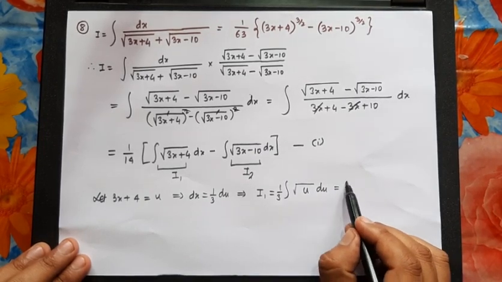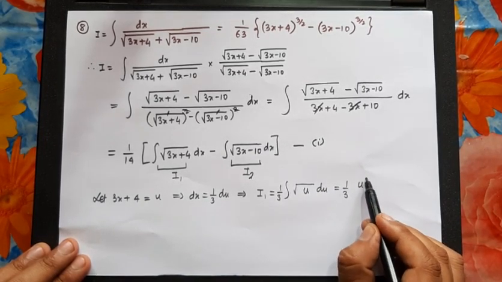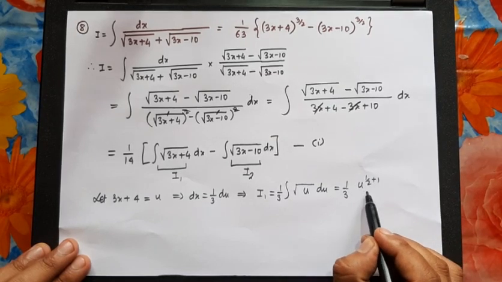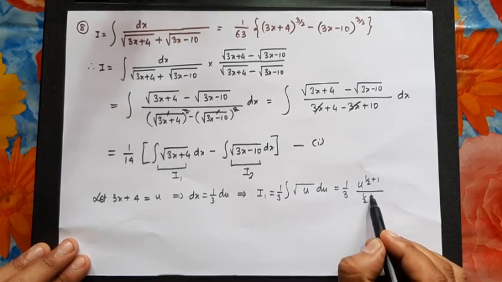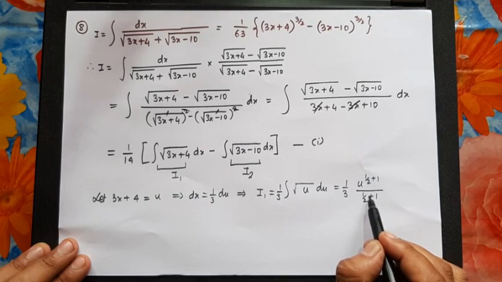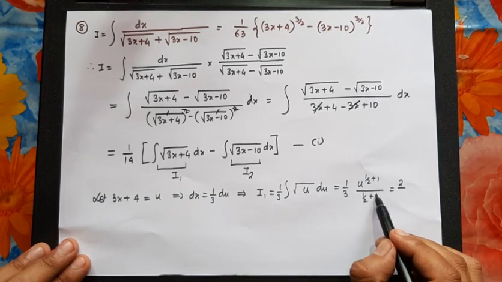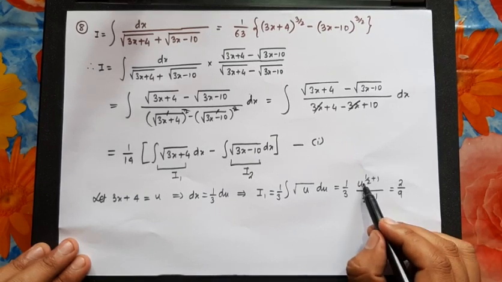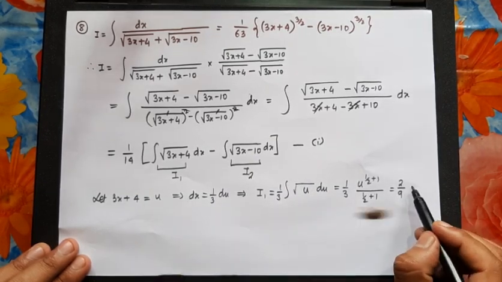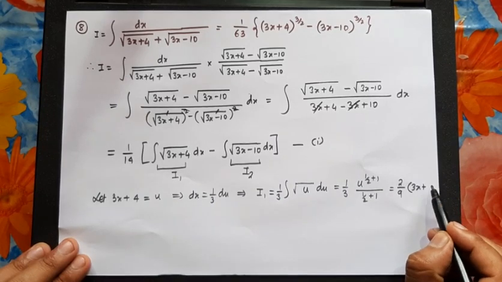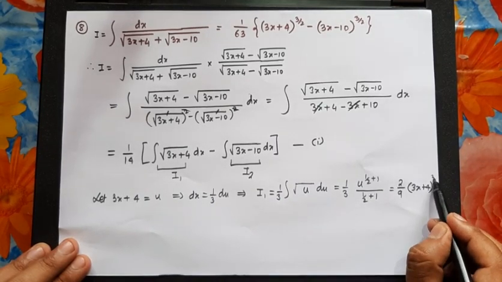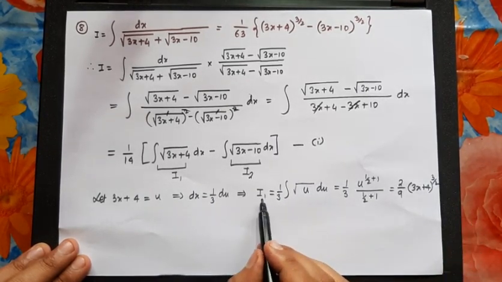So this will become 1 by 3 u to the power half plus 1, divided by half plus 1. So how much is this? This is 3 by 2. So this becomes 2 by 3 into 3, that is 2 by 9. So u, that is 3x plus 4 to the power 3 by 2. So we got our I1.